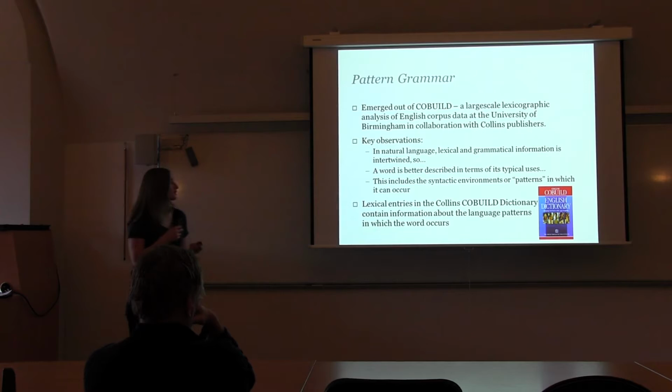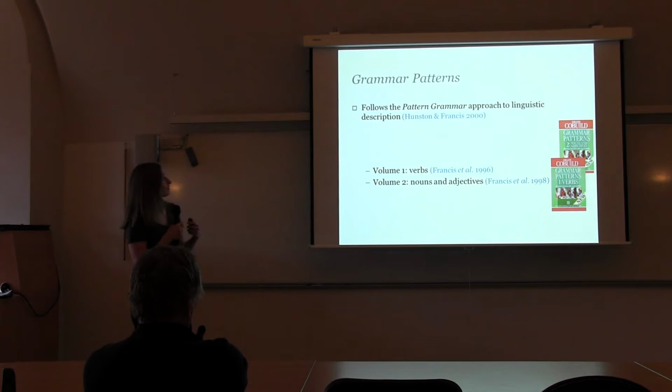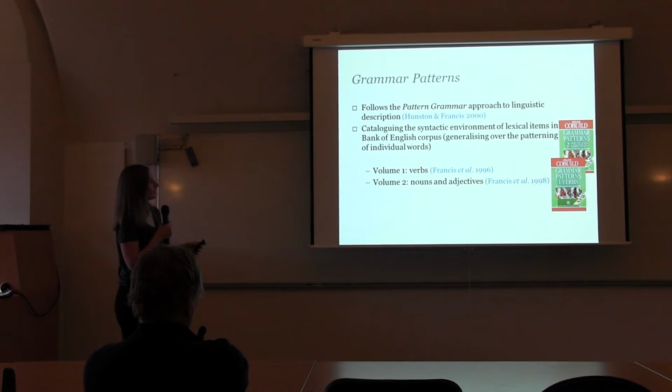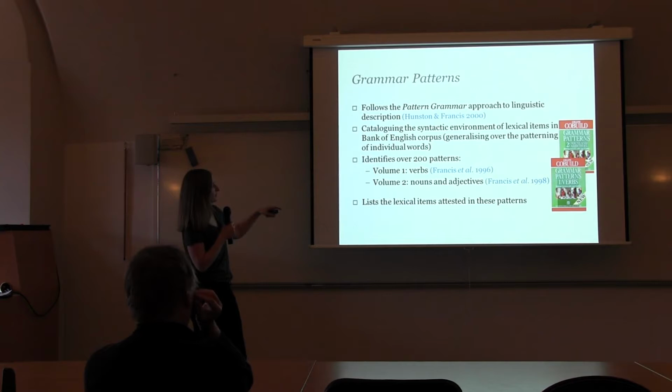As a result of this, the Collins COBUILD English Dictionary was the first dictionary where its lexical entries contained information about language patterns in which those words occur. Now, the Grammar Patterns series, which also emerged from the COBUILD project, follows the pattern grammar approach to linguistic description, and it comes at things from the opposite perspective, because rather than going by word, it is cataloguing the syntactic environment of the lexical items in that dictionary, generalizing over the patterning of individual words to provide the patterns of English. It identifies over 200 patterns, specifically those that center around verbs, nouns, and adjectives. And for each of the patterns, it provides the list of lexical items that can occur in that pattern.